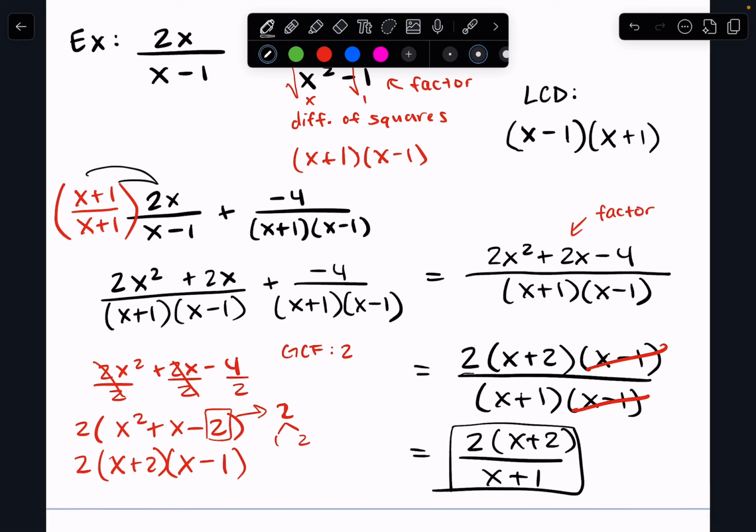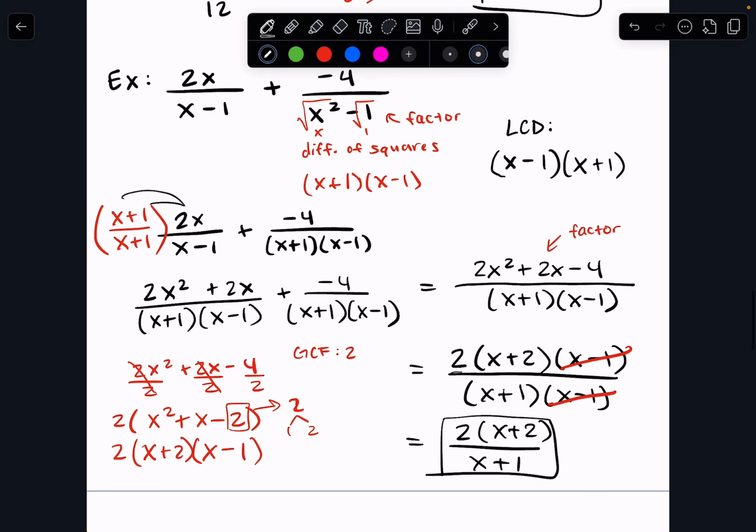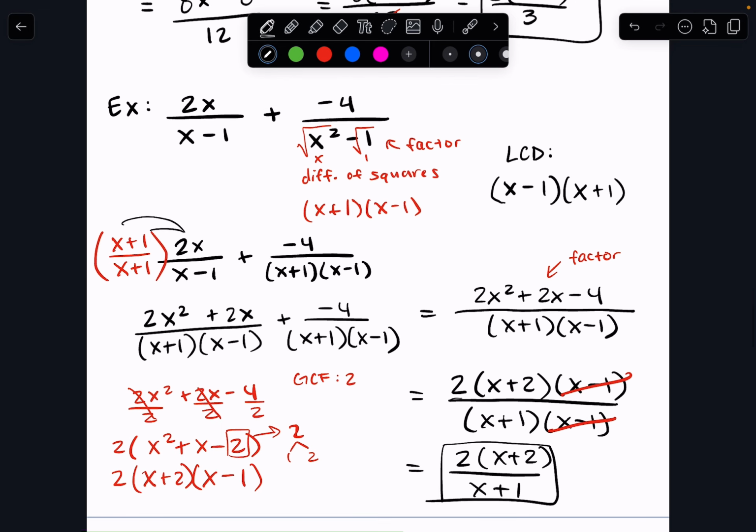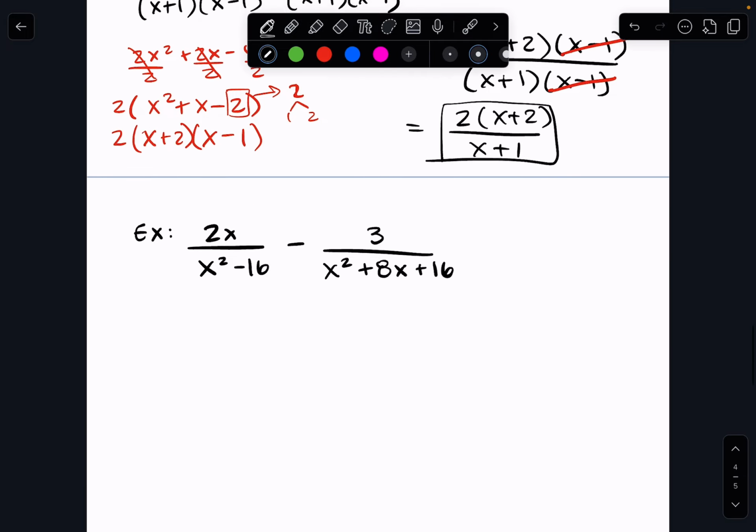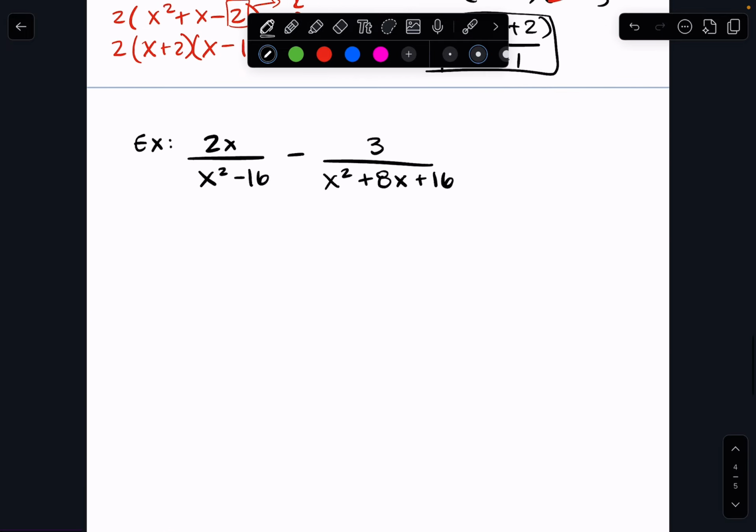So that one took a little bit more work because we had to do a bunch of factoring. All right, what other examples do we have here? All right, let's look at this one.